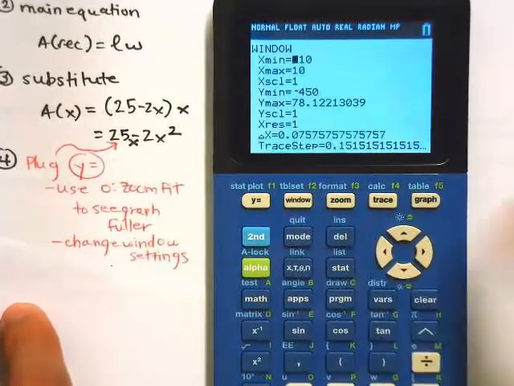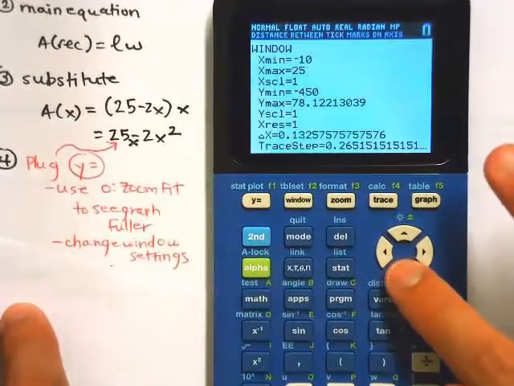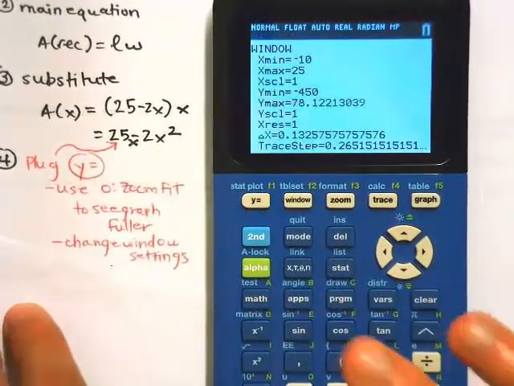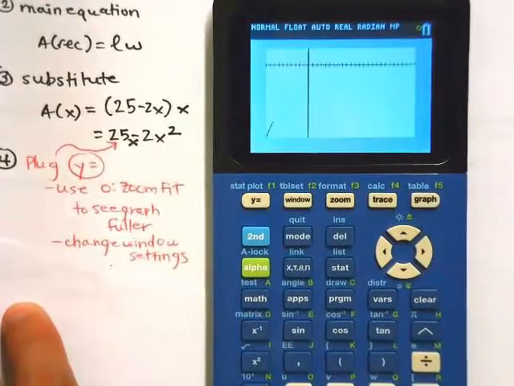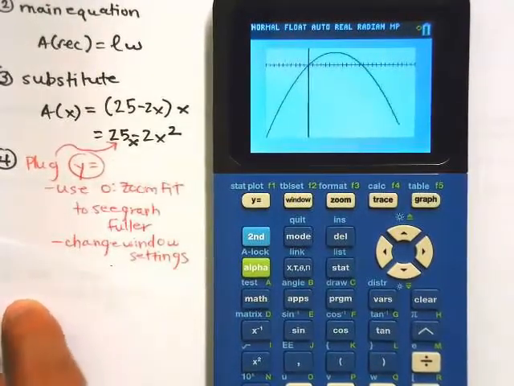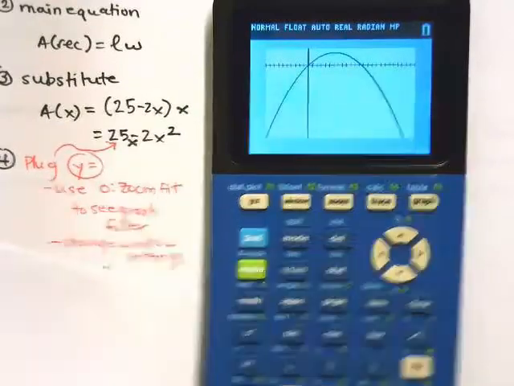Let's go to the window settings. Maybe I want more x values. I'll go 25. Maybe I want more y maximum values. So 78, maybe 100, I guess. Okay, let's go see that one here. Yeah. This looks better for me visually, because we always draw parabolas this way. But again, the previous setting was totally fine too.